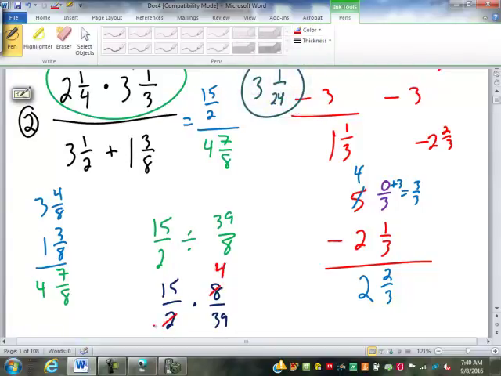2 and 8 cross cancel, give me 4 and 1. 15 times 4 is 60. 1 times 39 is 39. So that is 1 and 21 39ths.